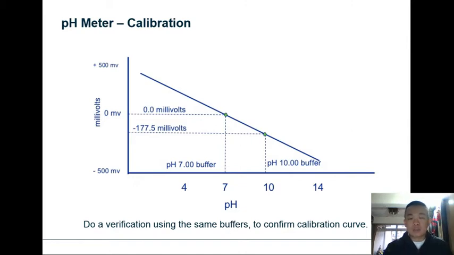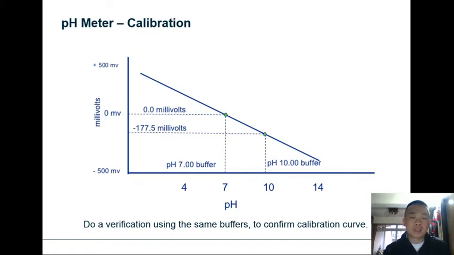Now, in this particular case, you're only using 2 buffers, a buffer of pH 7 and a buffer of pH 10. So ideally, if you're testing a sample between this range, then that should be perfect. For example, if you're expecting your sample to be in the pH range of about 8, then if you use this sort of calibration, it shouldn't be a problem because it falls well within the calibration curve.